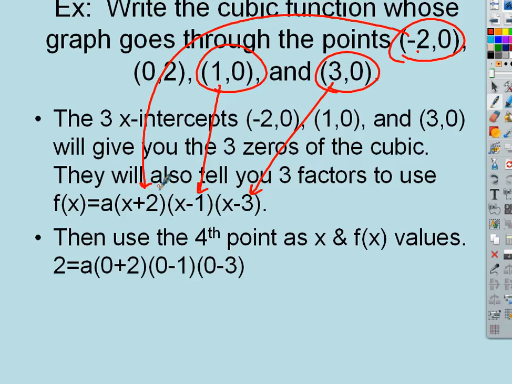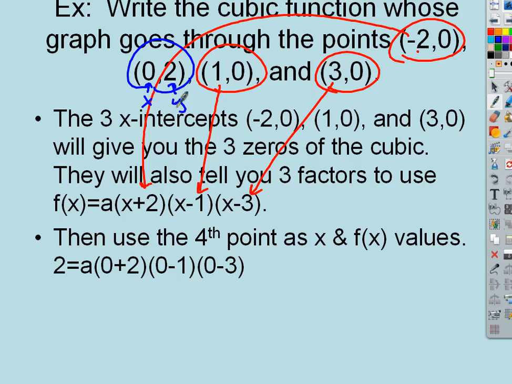to be. And the way I could find that would be if I just plugged in this last point, (0, 2). If I plugged in 0 for x and 2 for y, then the only thing remaining unknown would be that a, wouldn't it? Right? And I could solve for a.